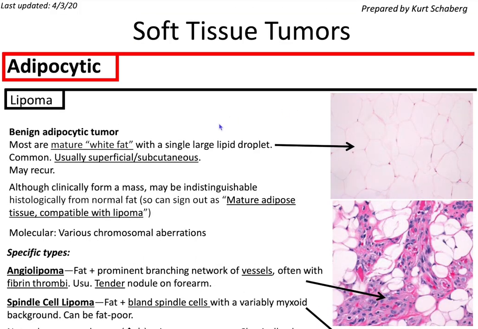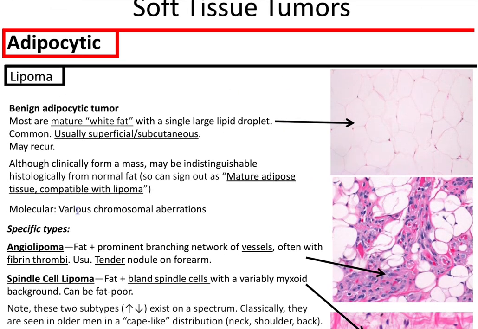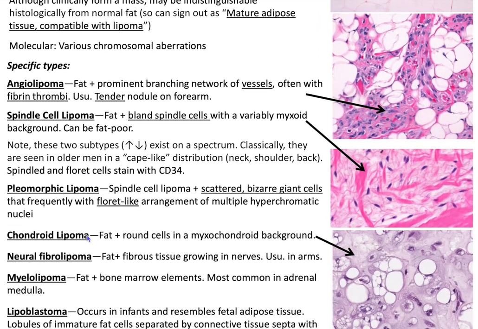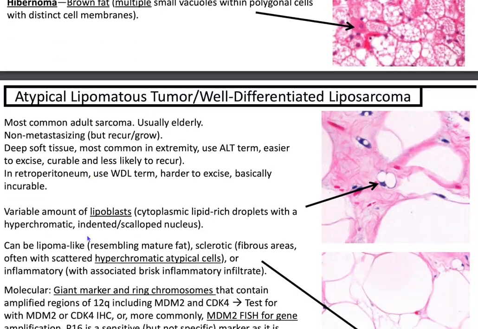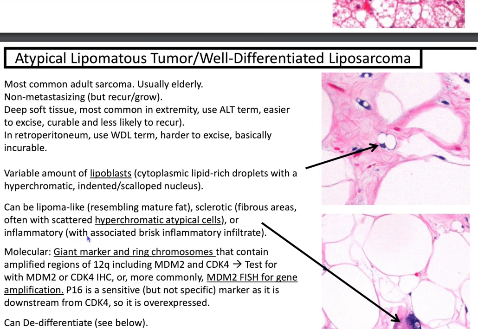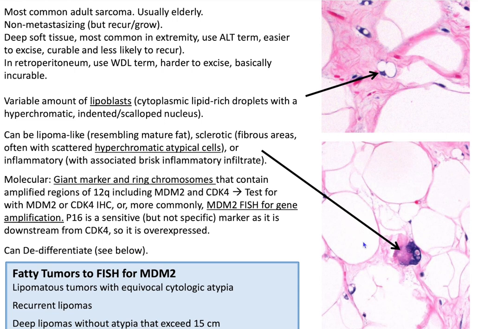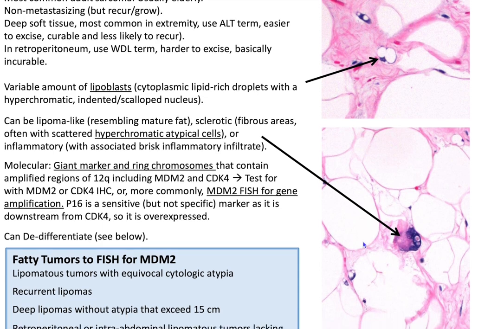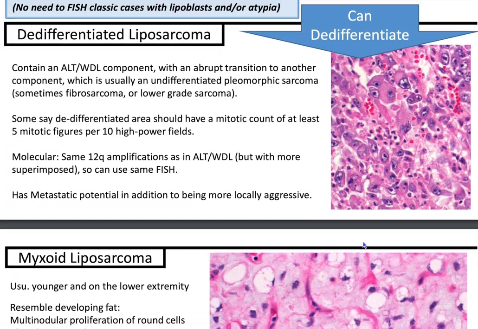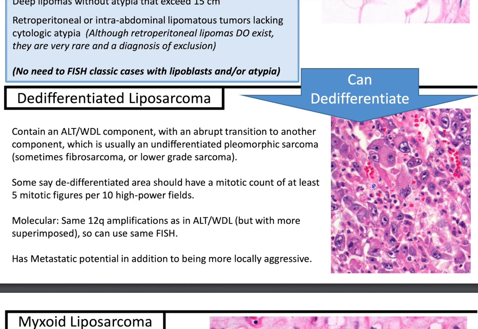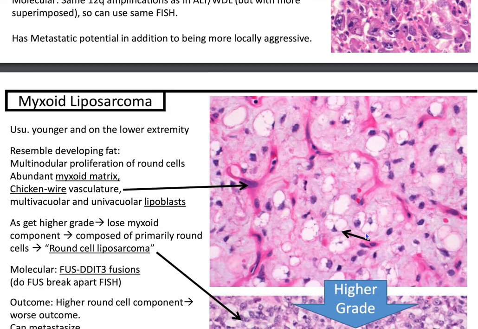So soft tissue tumors, adipocytic. You have your lipomas, you have certain subtypes. Atypical lipomatous tumor in the extremities, well-differentiated liposarcoma in the retroperitoneum. They both look the same. You have your lipoblasts, and if you're unsure, get your FISH for MDM2 amplification. Dedifferentiated liposarcoma also has that MDM2 FISH.